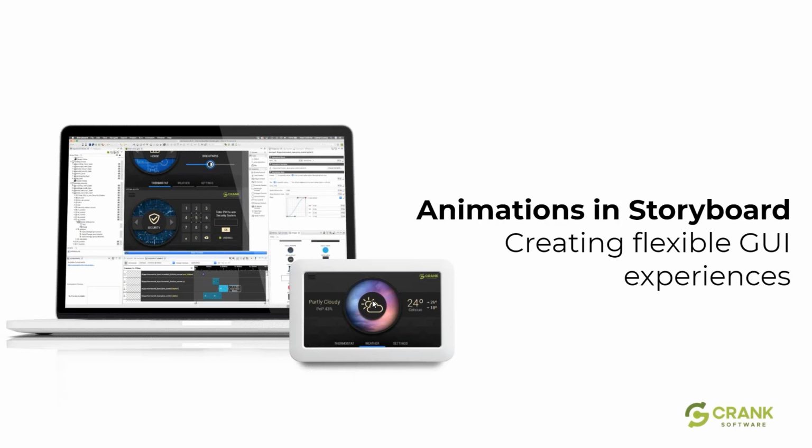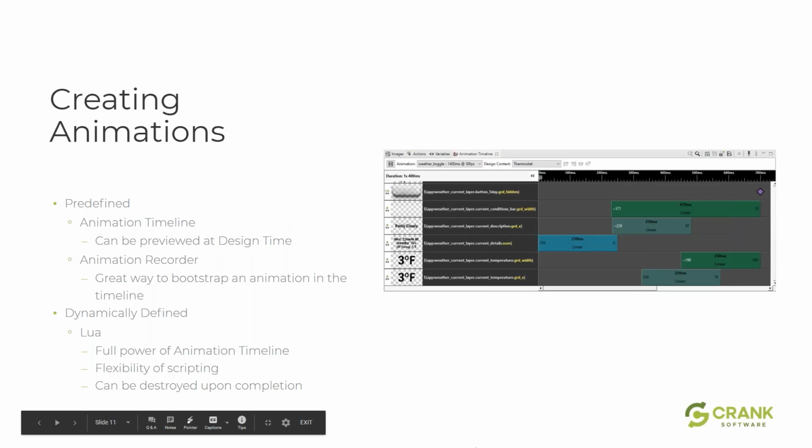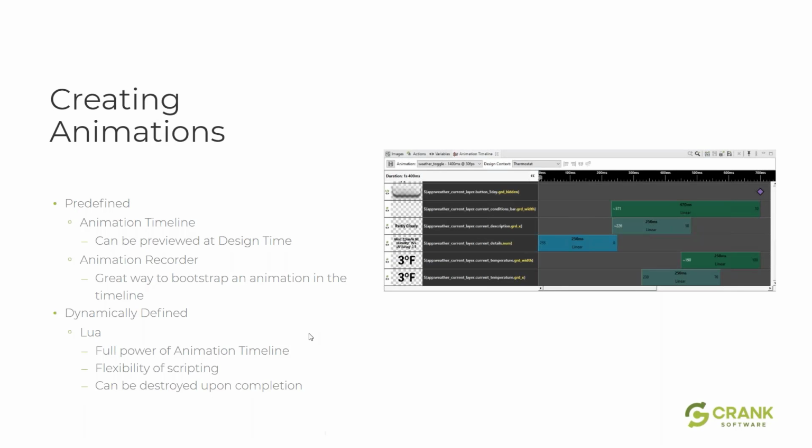So we're just going to cover some of the new stuff that was added into Storyboard 7.0 with respect to animations in Storyboard. So let's get started. Some things to establish about animations. There are two different types of animations that we have in Storyboard. We have the ability to predefine these at design time. So we can create animations using the animation timeline. What's beautiful about these is they can be previewed from within the design tool. They can be adjusted within the design tool, and you can really build them up.